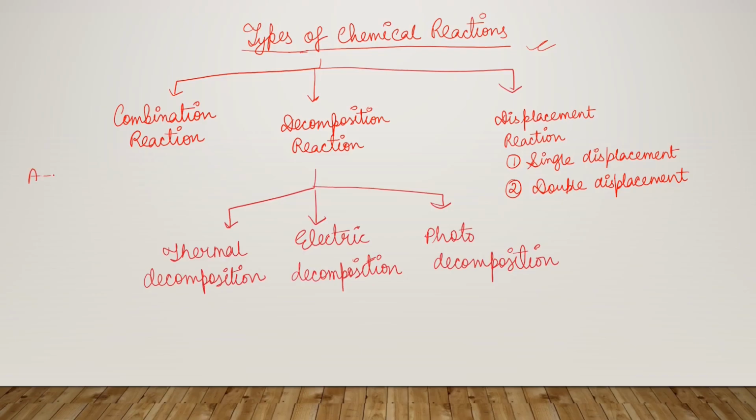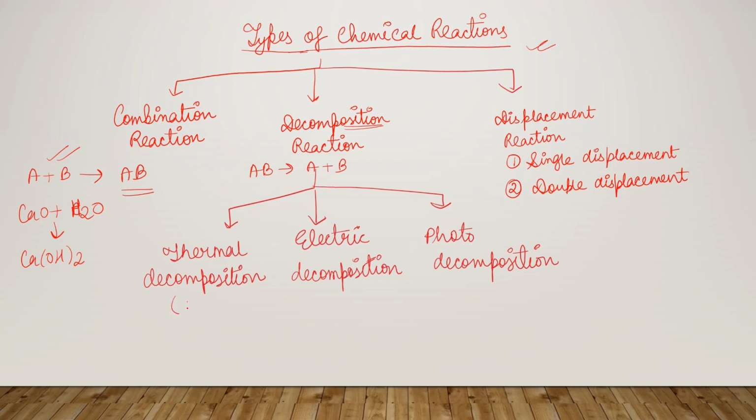Now let's talk about the different types of chemical reactions. First is your combination reaction. Combination reaction is basically when two elements combine to form a compound. A and B are two different elements combining to form AB is your combination reaction. For example, CaO plus H2O combines to form Ca(OH)2. So it's a combination or synthesis reaction. Next is your decomposition reaction. Decomposition is exactly opposite of combination reaction. AB breaks to form A plus B.